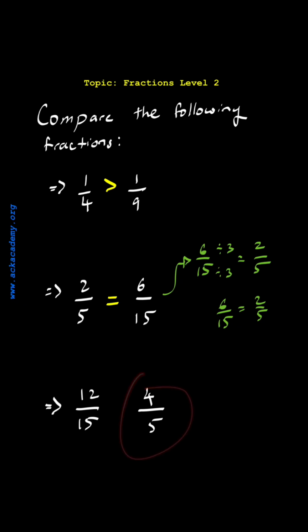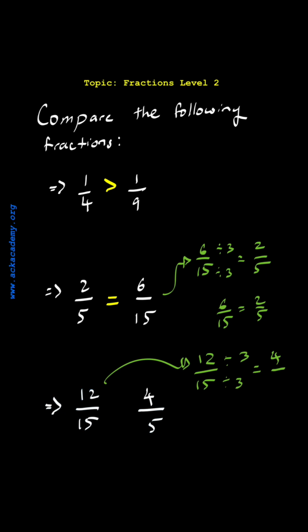12/15 compared to 4/5. Okay, so we have this fraction, we can simplify it. And I'm not saying you should simplify every fraction you see, but get used to doing that because it may make your life easier. So 12/15, let's divide this by 3 and divide this by 3, and I'll get 4/5. Okay, and once again, I'm left with this equivalent fraction.